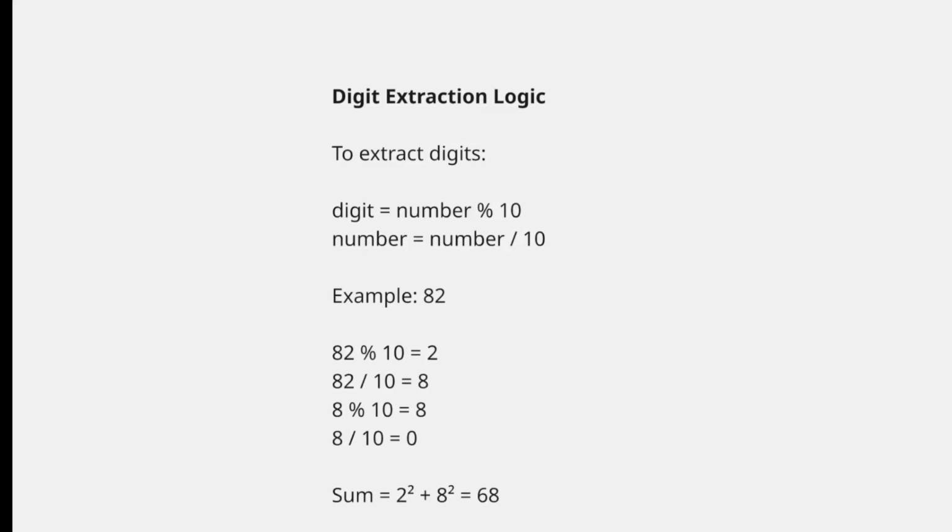So let's see how to extract digits and square them. To compute the sum of squares of each digit, we use the classic digit extraction technique using the modulo operator. Here's the idea. If I have a number 82, I can get the last digit by using the modulo operator. Then I remove the digit by using the division operator. I keep doing this until the number becomes 0. This is how we extract the digits.